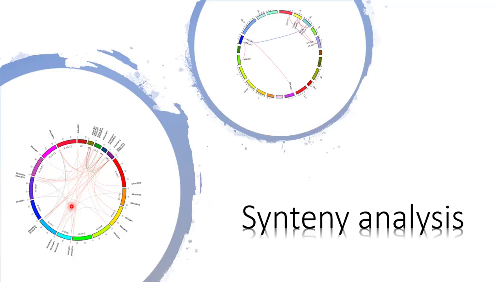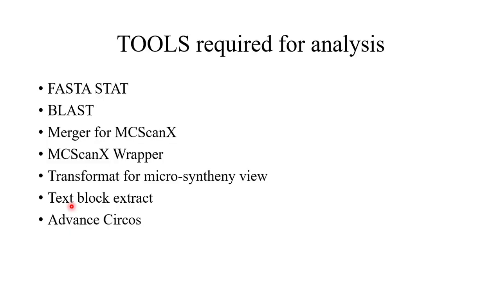Today I bring the tutorial from the TBTOOL tutorial series. It's about Synteny analysis. Within this analysis we can find different types of duplication in genome. So for this analysis we need some tools like FastStat, BLAST, merger for MCScanX wrapper, transformat for microsynteny view, text block, extract and advanced circus. In addition, some other softwares we also need, and I will tell you during the tutorial.